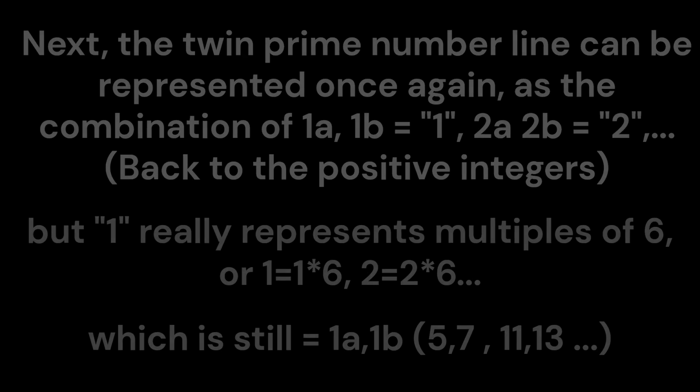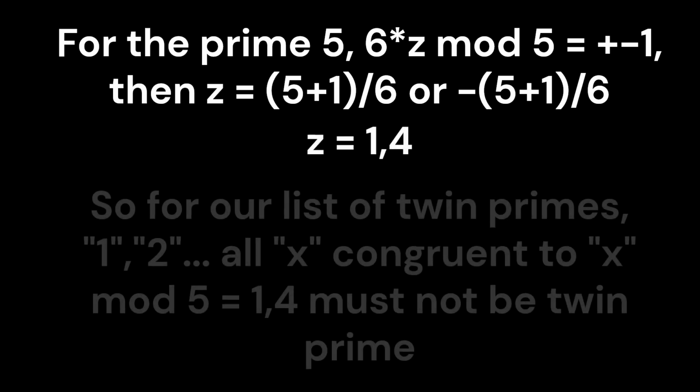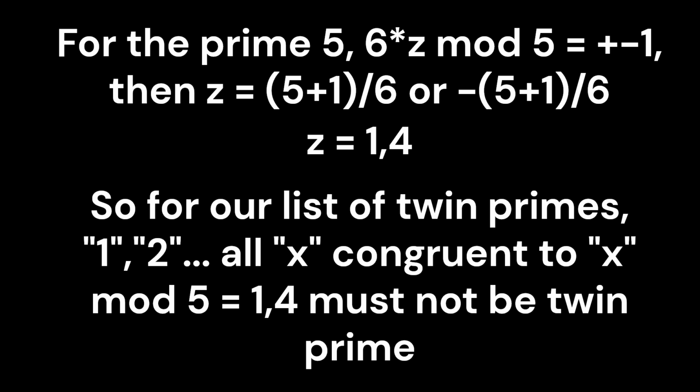We can now state that the number 1 will not have a twin prime in relation to the prime 5 if plus or minus p plus 1 over 6 mod 5 does not equal 1. In other words, for p equal to 5, if 1 is not congruent to either 5 plus 1 over 6 mod 5 or 5 plus 1 over 6 negative mod 5, which we can then evaluate to be x mod 5 is equal to 1 or 4, then 1 is still possibly a twin prime. Otherwise, it must be divisible by 5.